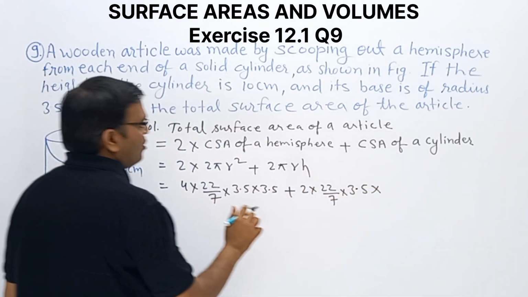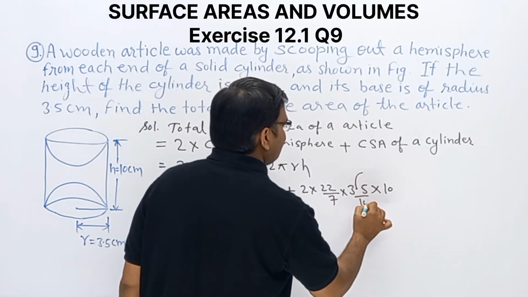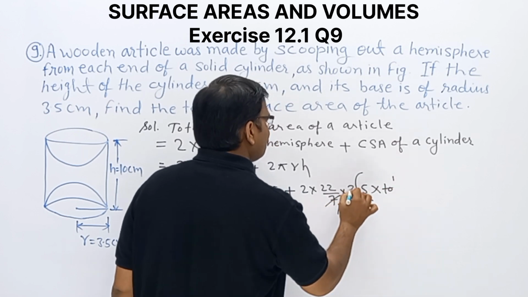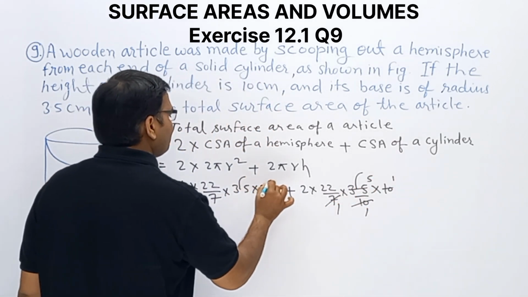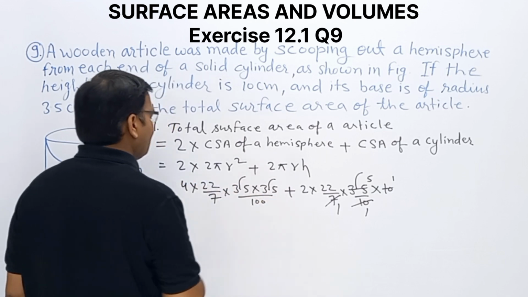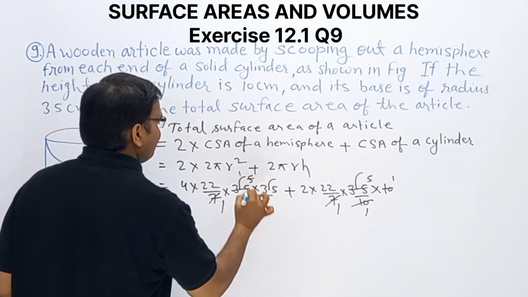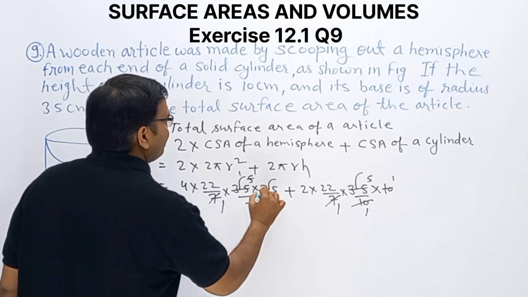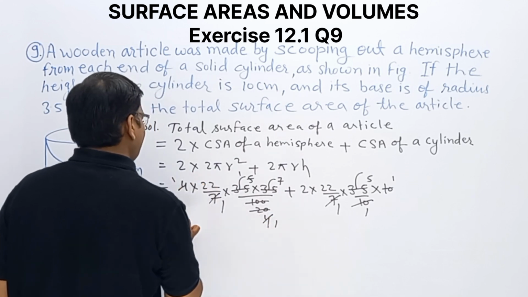and h is the height of the cylinder, which is 10 centimeter. Removing the decimal points, we get 10, so this 10 and this 10 will be cancelled. 7 1s are 7, 7 5s are 35. Now removing these points, in the denominator we get 100. 7 1s are 7, 7 5s are 35. 5 1s are 5, 5 2s are 10, 20. 5 4s are 20, 5 7s are 35. 4 1s are 4, 4 1s are 4.